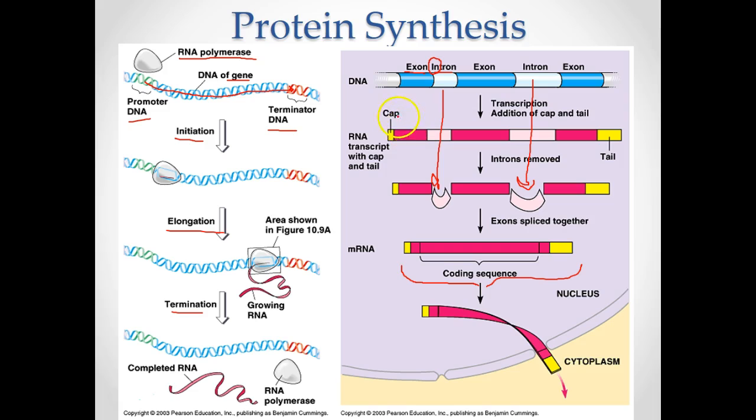We added a methyl G cap, okay, a methylated guanine, and we have added a poly A tail, which is a bunch of adenines added to the back of this molecule. What is the purpose of a cap and tail? Well, it's to add integrity to the ends of these messages, okay?